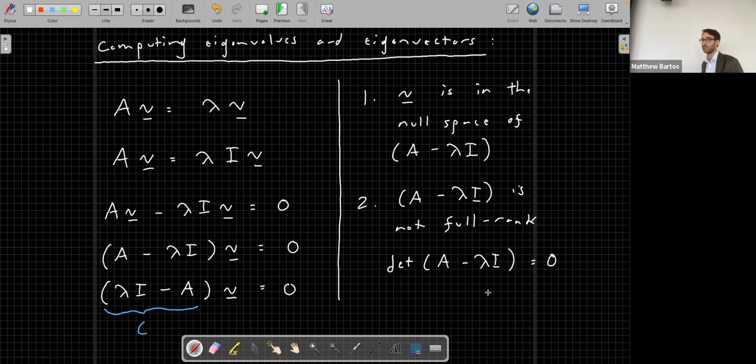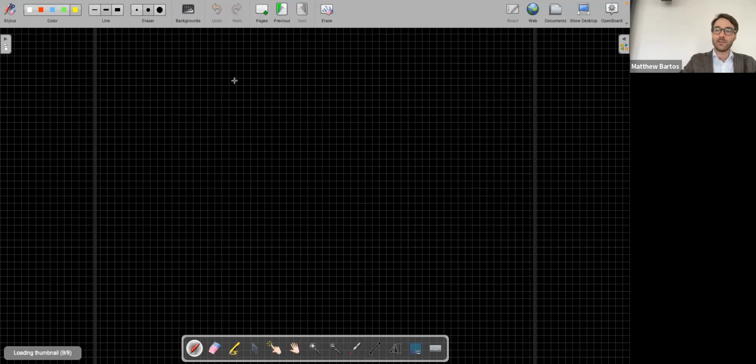Okay, so these two facts together give us a method for computing both the eigenvalues and the eigenvectors of any matrix A. Specifically, fact two is going to allow us to compute the eigenvalues, and fact one is going to allow us to compute the eigenvectors. We'll see how in a second. Before I give you an example, let me give you a couple more definitions. They're going to be necessary to compute our eigenvalues and eigenvectors.